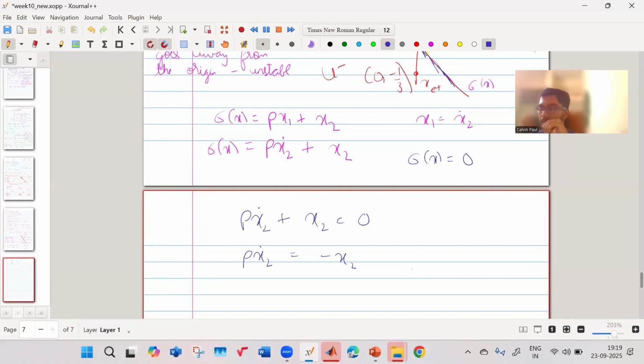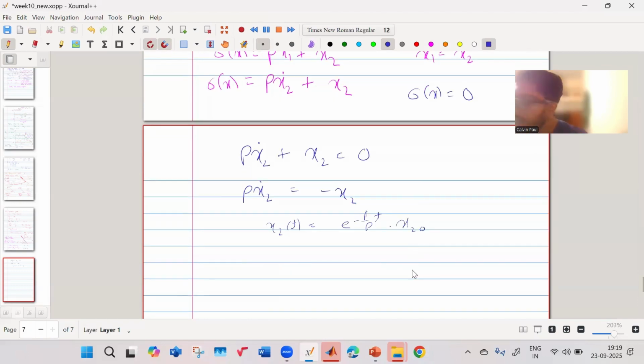X2(0) into e raised to minus 1 by p into t. It is e raised to minus 1 by p into t into x2(0), right? Yes, sir. That means your x2(t), let me write it neatly. I don't know how you guys tolerate my handwriting. e raised to minus t upon p into x2(0).